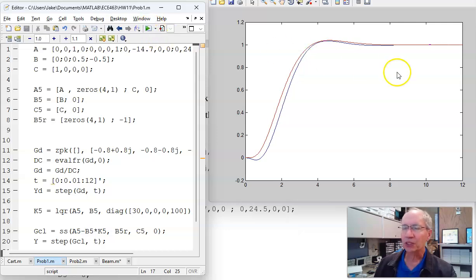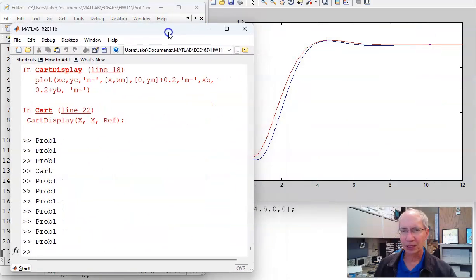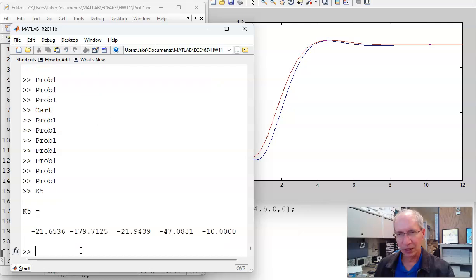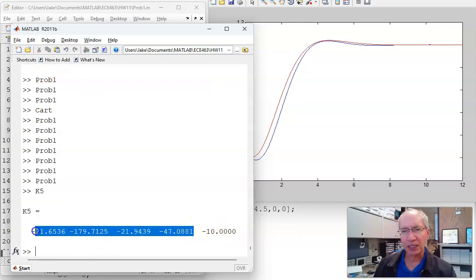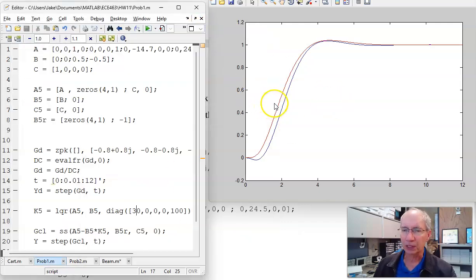Okay. Once you're happy, there's my design. So here's Q. R is just 1. The feedback gains that I used, come back to MATLAB. Here's the feedback gains with respect to X. There's the servo compensator gain. These gains give me that response for the linear system.